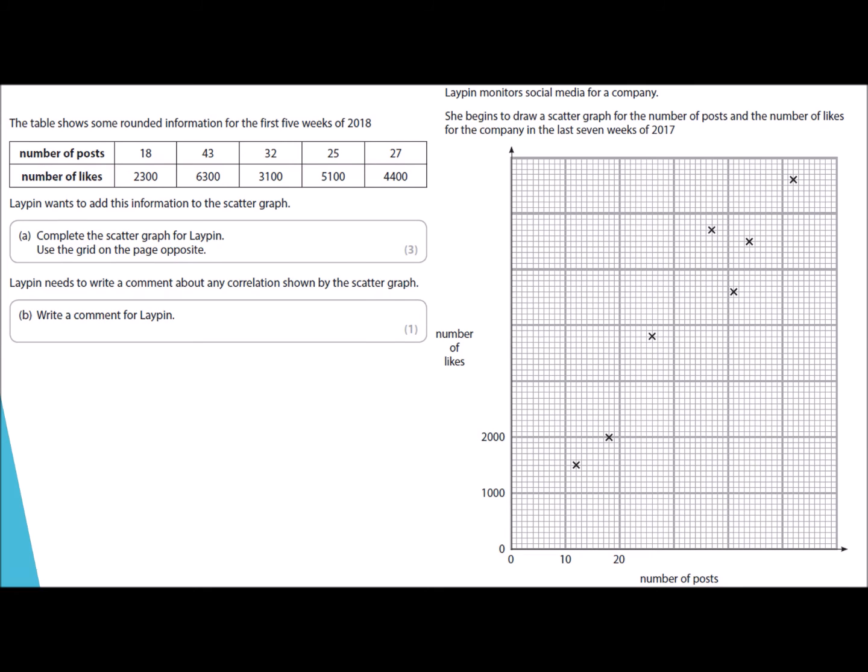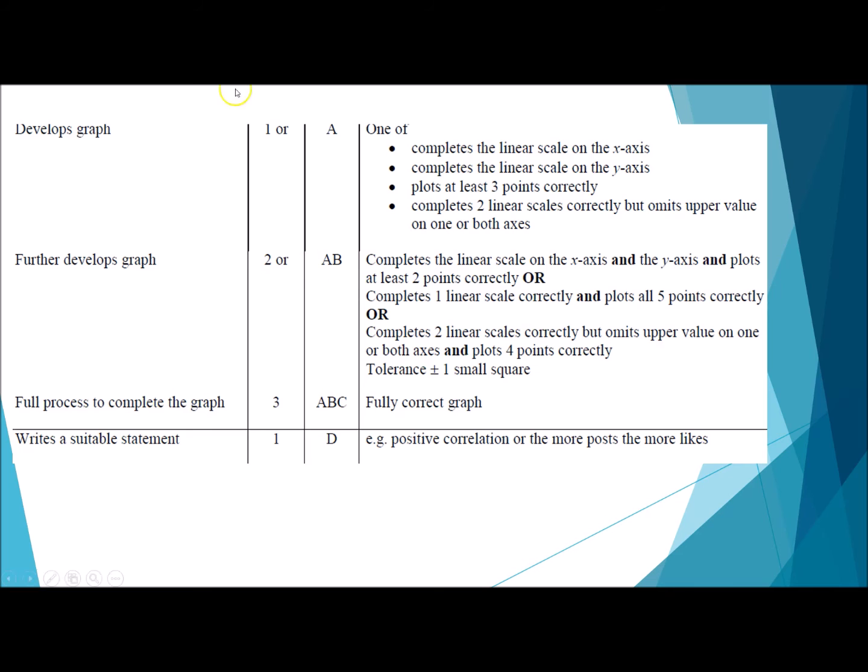Okay, so let's have a look at what we needed to do. So we developed graphs. So to get 1 mark, you need to either complete the scale or plot at least 3 points correctly. To get 2 marks, you need to do most of that, and you can make a sort of small mistakes to get 2 marks. For 3 marks, everything has to be fully completed.